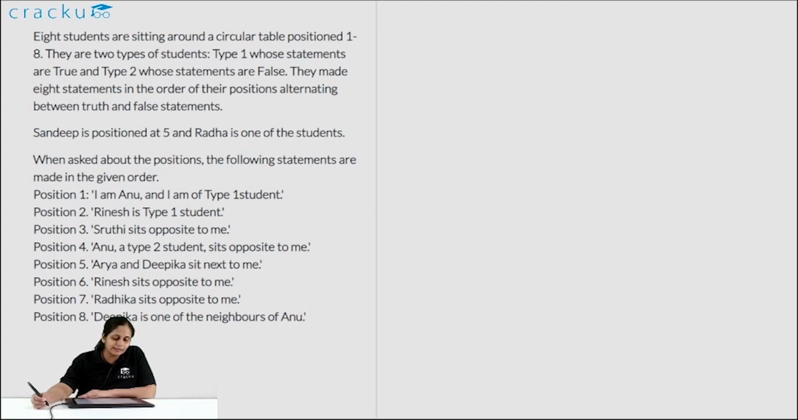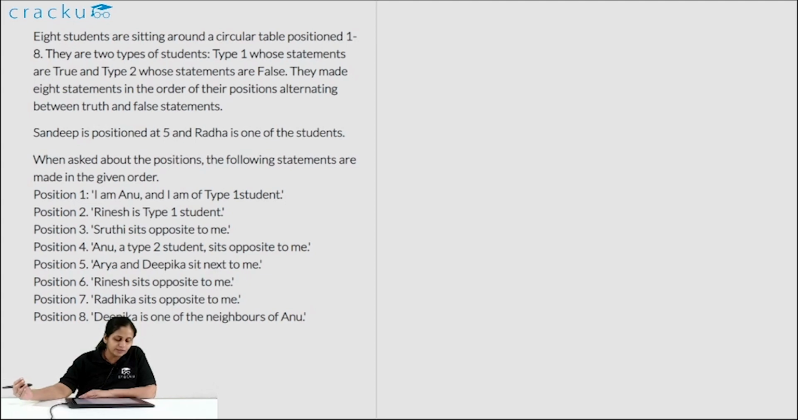8 students are sitting around a circular table, positions 1 to 8. There are 2 types of students: type 1, whose statements are true, and type 2, whose statements are false. So essentially type 1 is truth teller, type 2 is liar. They made 8 statements in the order of their positions alternating between true and false statements. So it's basically true, false, true, false, true, false, or false, true, false, true, false, true as such.